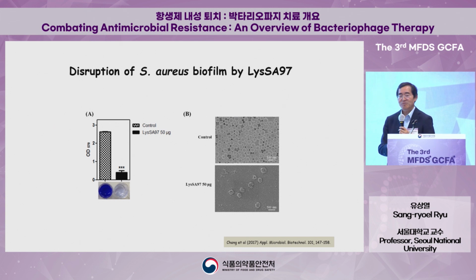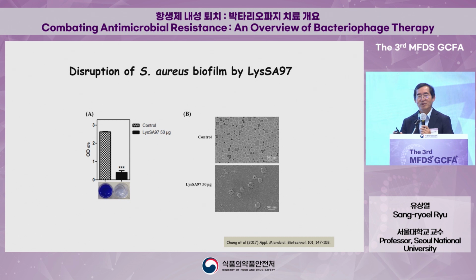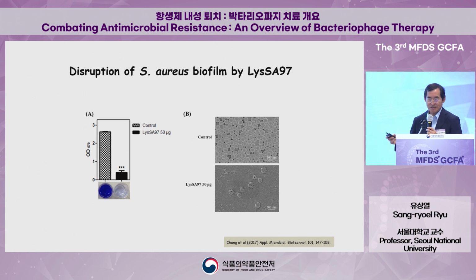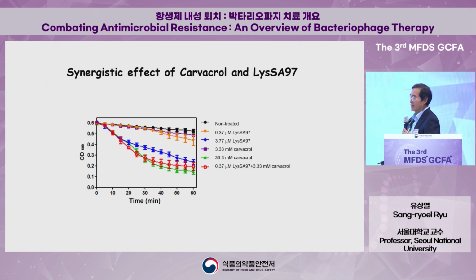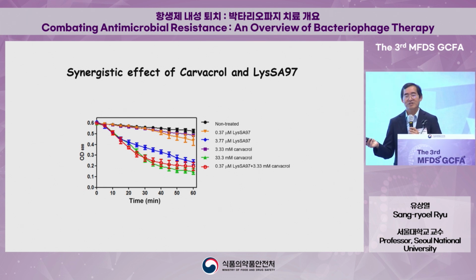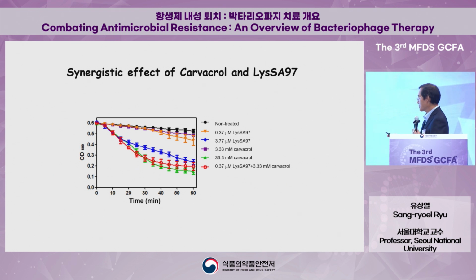And what is important here is that we have the S. aureus pathogen. It is a serious issue because they form biofilm. And when we apply antibiotics or drugs, they cannot enter the cells. They cannot show effect because they cannot go through this biofilm. However, here, as you can see, LysSA97 effectively disrupts the biofilm that is created by S. aureus.